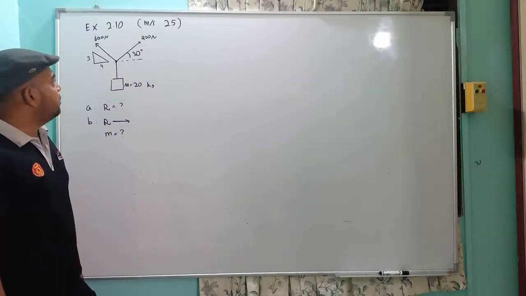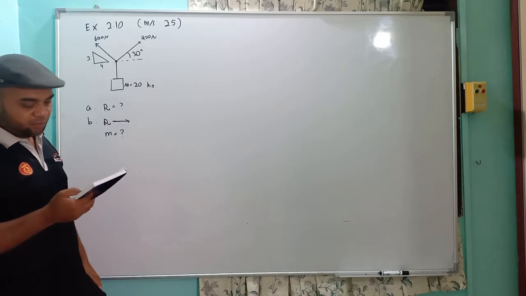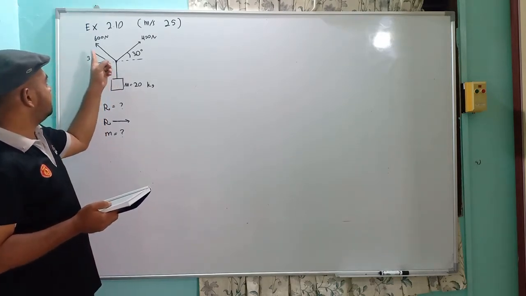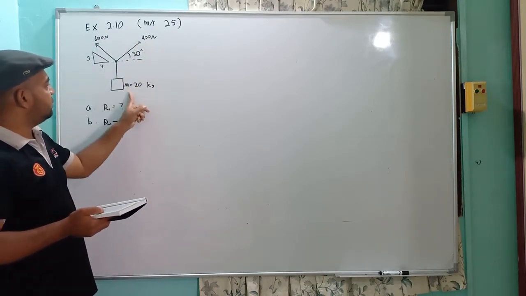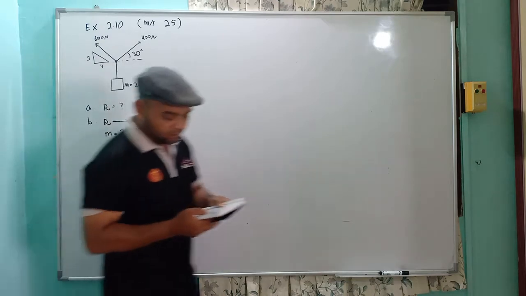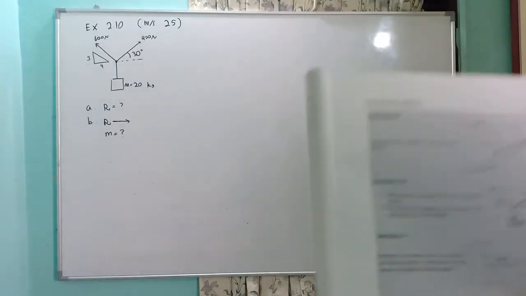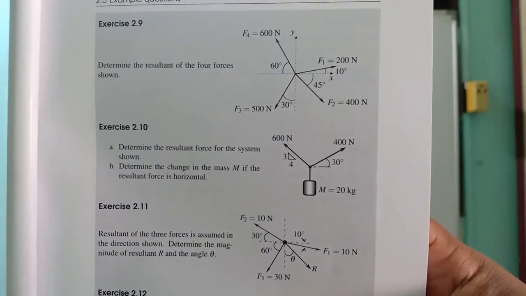Okay, so now we will try this example, which is exercise 2.10, page 25, which has three components of forces, which is 600 Newton, 400 Newton, and also a mass of 20 kg. First I will show you the question, and I will let the camera focus on the question first, so that you can see the question.